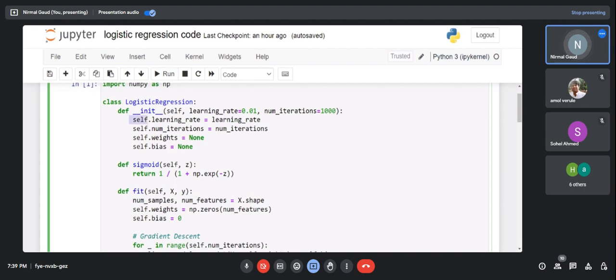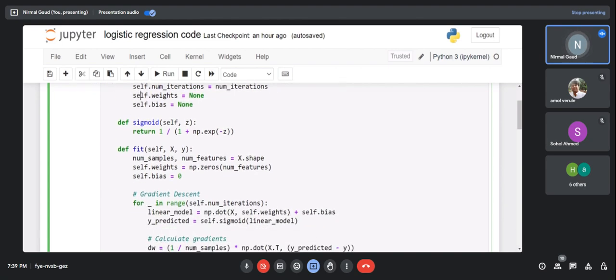Okay, so these are the values which are present inside my method. Whatever the learning rate and iterations are, I assigned them to both of them. Initially my weight and the bias are none, nothing. I defined these two variables, but they have no values.